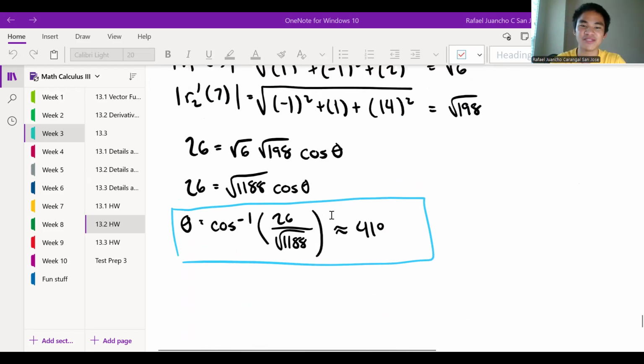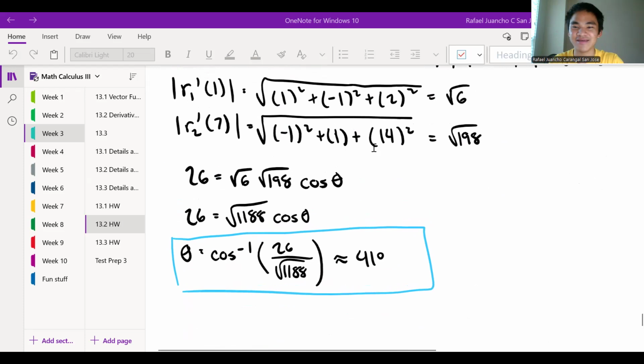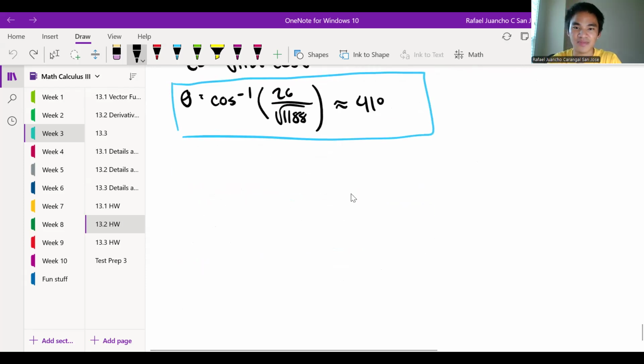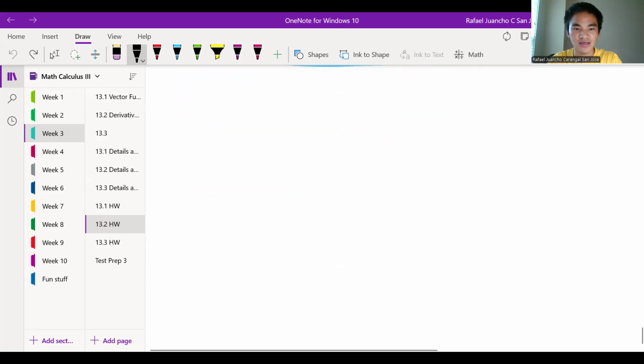So yeah, I made a mistake actually here. Here was my mistake. If you watched my last video, I made this into a 5. It was supposed to be 6, because that's the square root of 4 plus 1 plus 1, so that's the square root of 6. And then the rest is good. So that was my mistake. So anyways, that was me talking about derivatives of vector functions. So moving on to our next example here.